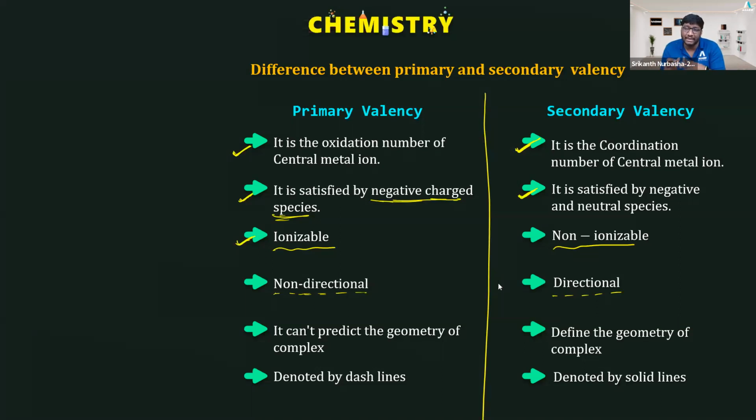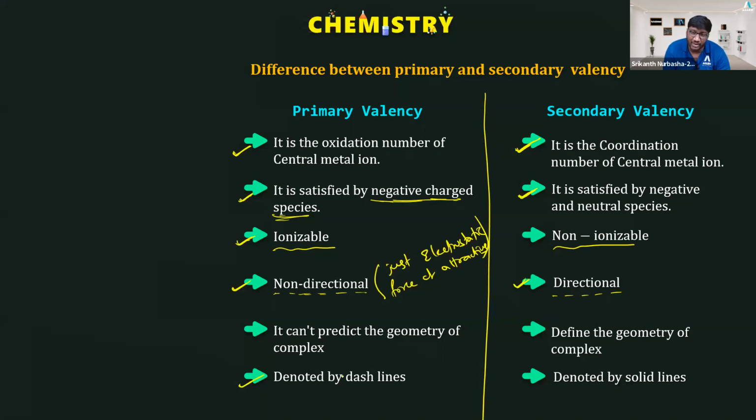But if you look at a secondary valency, the ligand is going to form a bond with the metal. From the ligand, the electrons are donated to the metal. So it is directional. The secondary valencies are directional. The primary valencies are non-directional, just electrostatic force of attraction. That is why they are denoted by dashed lines.